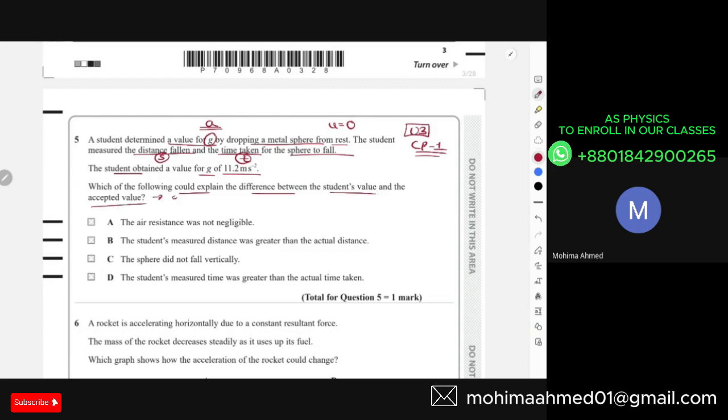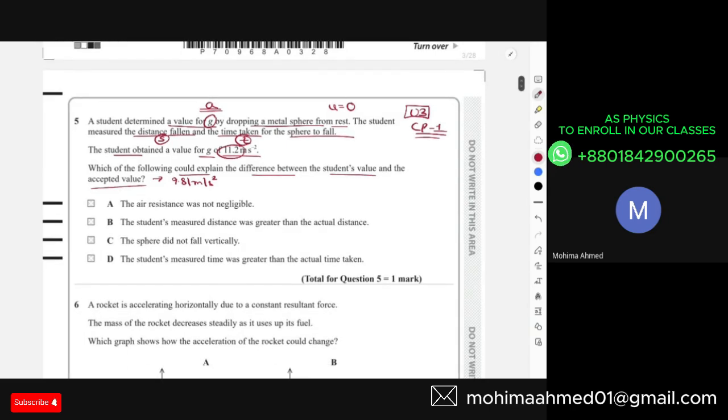We know the accepted value is 9.81 meters per second squared, and the student's value came out to be 11.2, which is greater than the value that we're supposed to get. So they are saying that air resistance was not negligible. Even if the air resistance was not negligible, right? If you're taking air resistance as a part of your calculation, then the value for your a should be less, not more. Why should it be less?